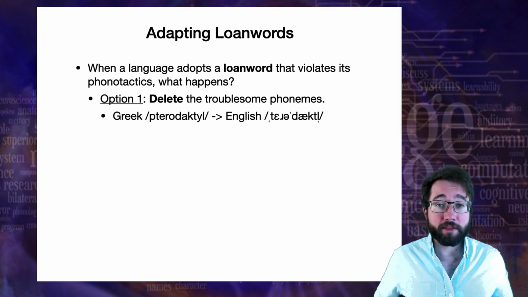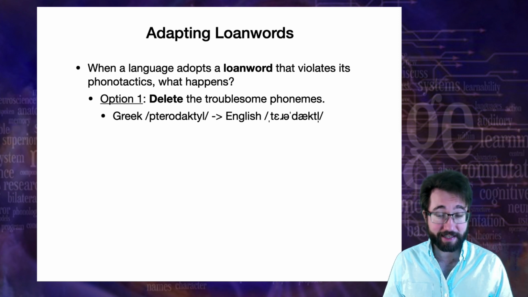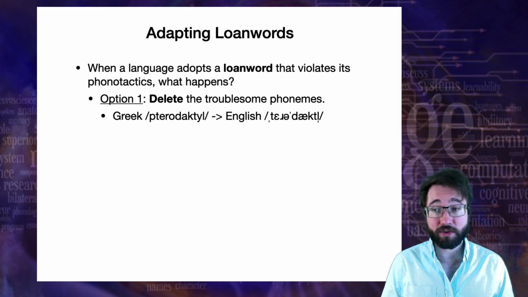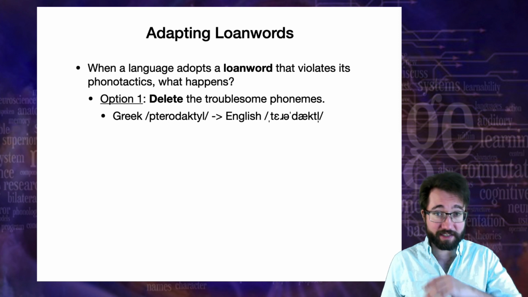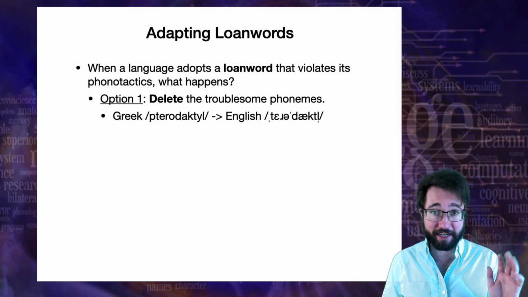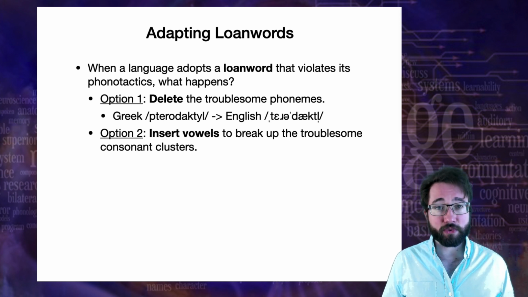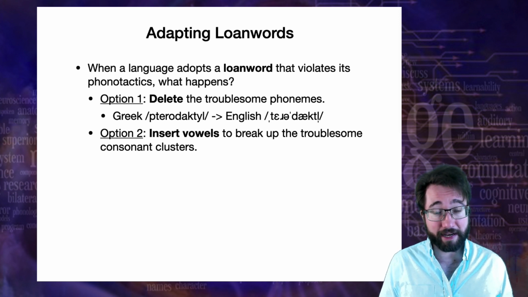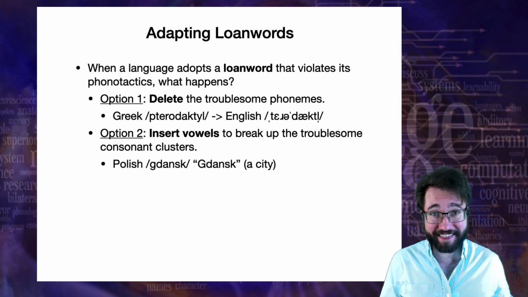And so the way that this was projected into English was that we basically just dropped the p sound and we got "terodactyl" instead of "pterodactyl." So one solution which languages adopt when they're adapting loanwords is to just drop the troublesome phonemes until you end up with something that matches the phonotactics of your language. The other option is to insert vowels in order to break up the troublesome consonant clusters. This is a process called epenthesis.